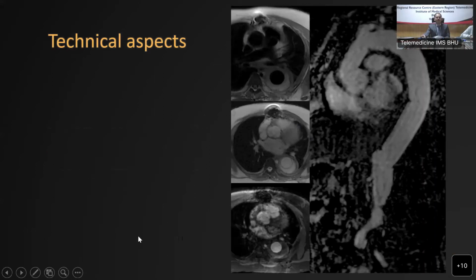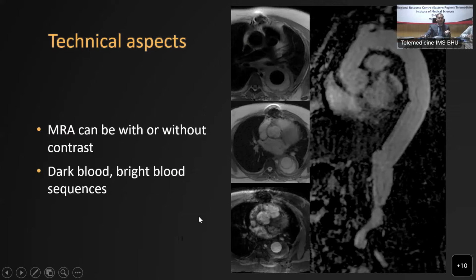When it comes to MRI, we use the language called dark blood and bright blood sequences. These are tailored to evaluate specifically the wall of the aorta, the enhancement of the wall, and look at the aortic lumen itself as well. And MRA can be done with or without contrast. So these are some black blood images. This is bright blood imaging.